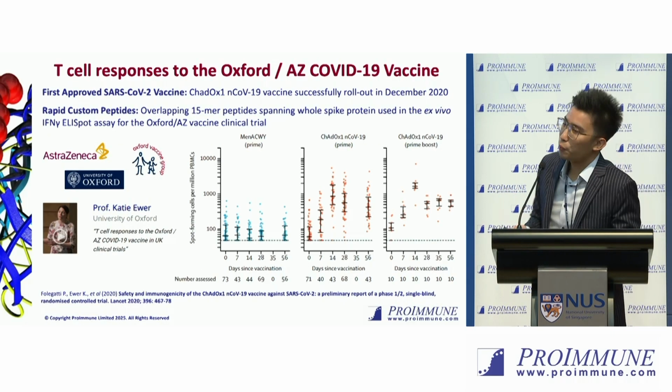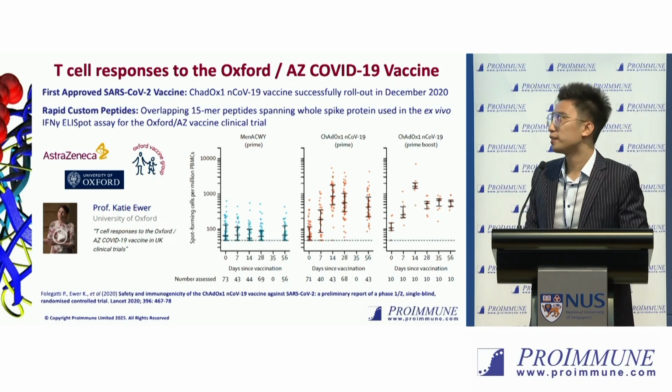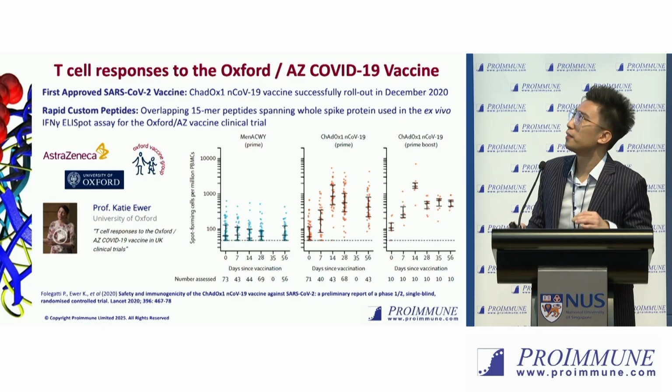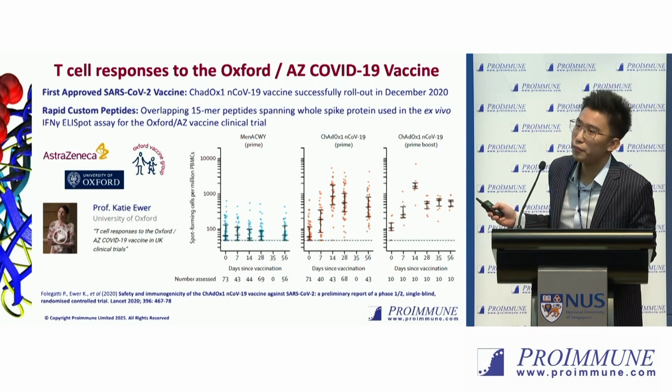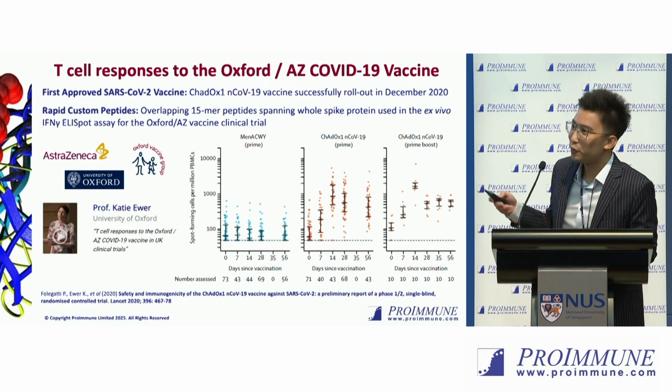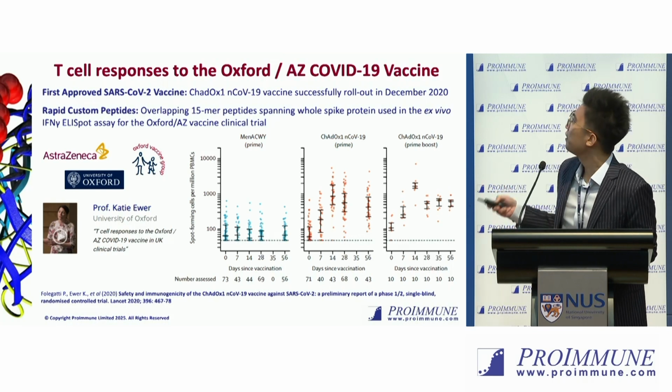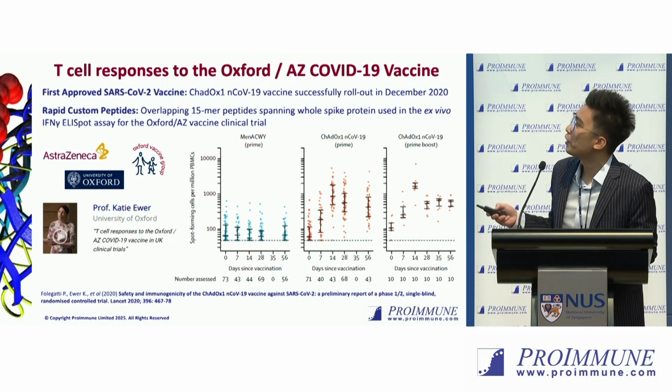ProImmune has also played a role in the first SARS-CoV-2 vaccine that was approved in the United Kingdom. That was the ChAdOx1 nCoV-19 vaccine, which is also known as the Oxford AstraZeneca COVID-19 vaccine, that was rolled out in December 2020. So here we worked with Professor Katie Ewer from the University of Oxford.